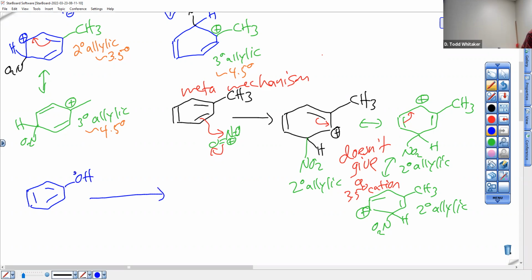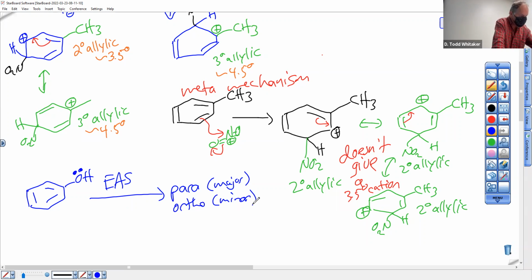If you have that group with a lone pair, that can resonate with a cation. Para, major, ortho, minor. Okay, so that's even stronger. We call it an activating group because it's got a lone pair that can resonate with the carbocation, only if you do the mechanism in the para or ortho positions. If you do it in the meta, that lone pair cannot help your cation at all. So guess what? You don't get any meta product.